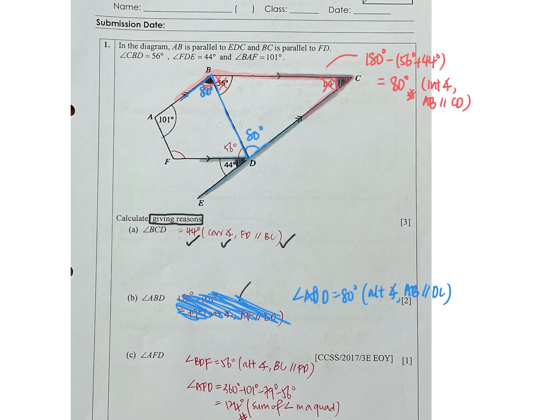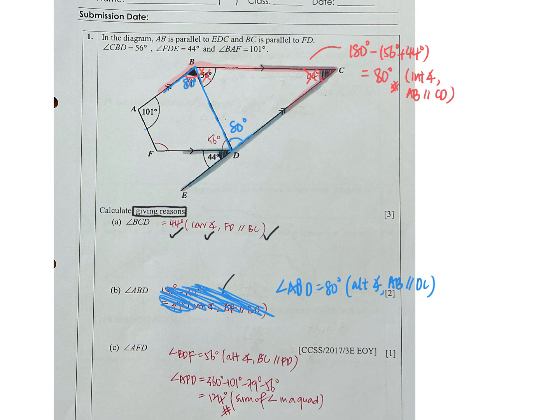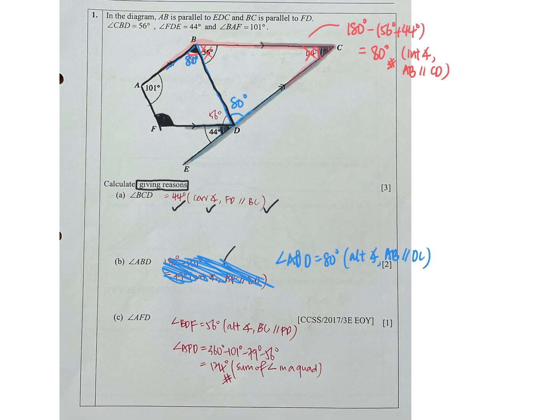Okay, last one, AFD. This big angle here. I hope you can see that in a quadrilateral, where it's four-sided, it always adds up to 360. Like your square, your rectangles, your parallelograms, the four angles inside always add up to 360. So you could actually use 360 minus this, minus 80, minus 56 to find this. Reason is sum of angles in a quadrilateral.